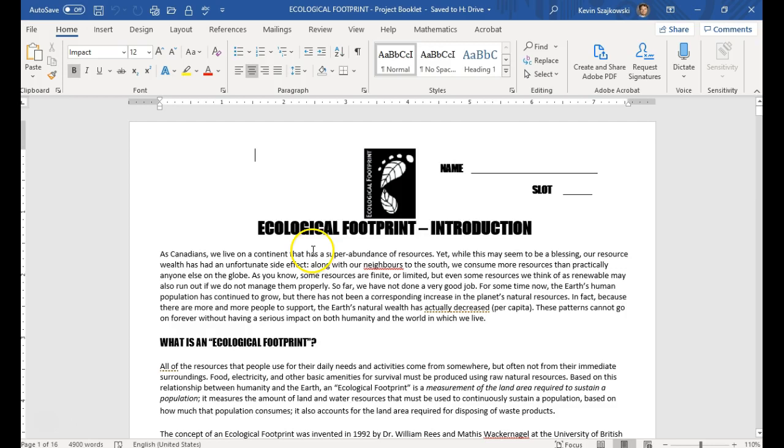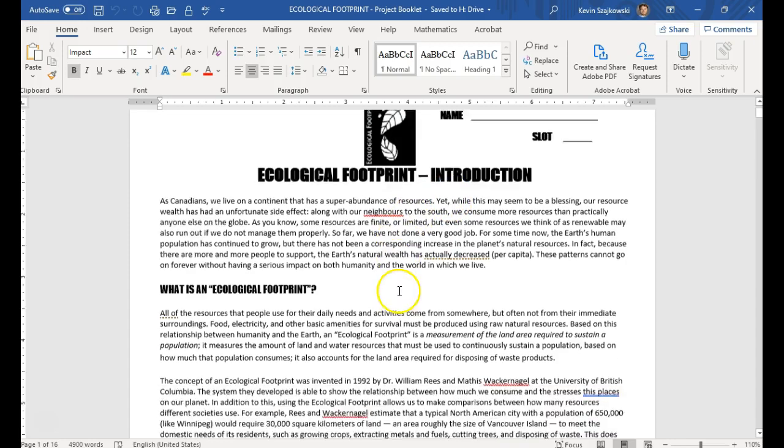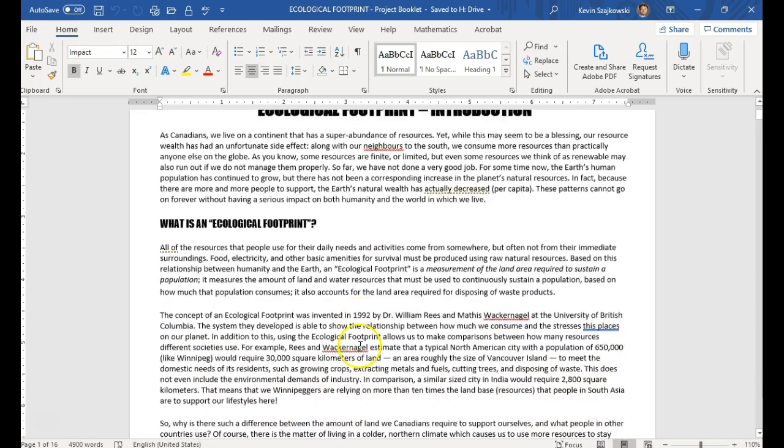So the ecological footprint booklet, for those of you that grabbed this before school ended, you should find this on green paper. This is a green booklet. And so if you have a paper copy, if you've got paper notes that you grabbed in the last few days before school ended, then you'll likely find this booklet among them. And for those that don't, here is the electronic version.